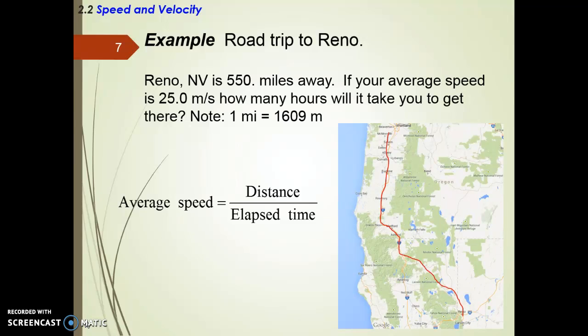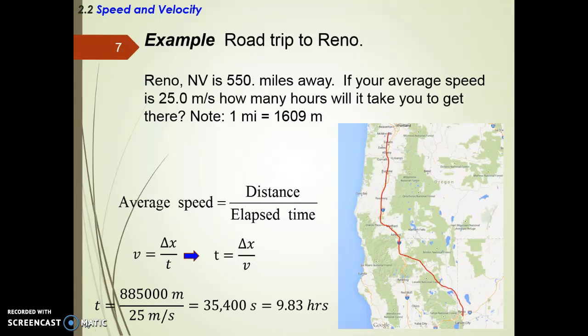All right, so here we have, again, average speed is equal to change in position over time. Solving for time, we find that time is equal to change in position divided by our average speed. Plugging in our values after doing a unit conversion from miles to meters, we find that we traveled 885,000 meters at 25 meters per second, so it would have taken about 35,400 seconds, or 9.83 hours. Again, a box-worthy solution. All right, so that's speed. Average speed, got it.